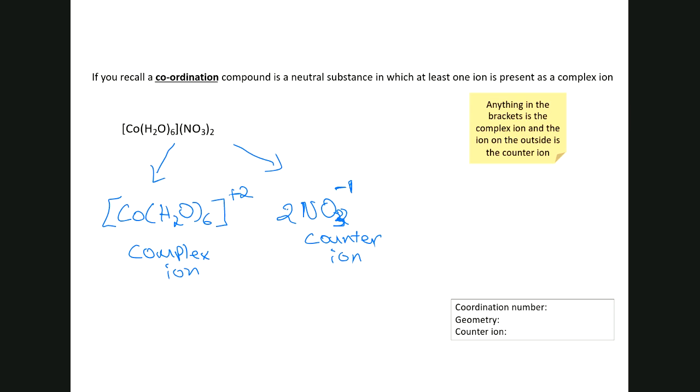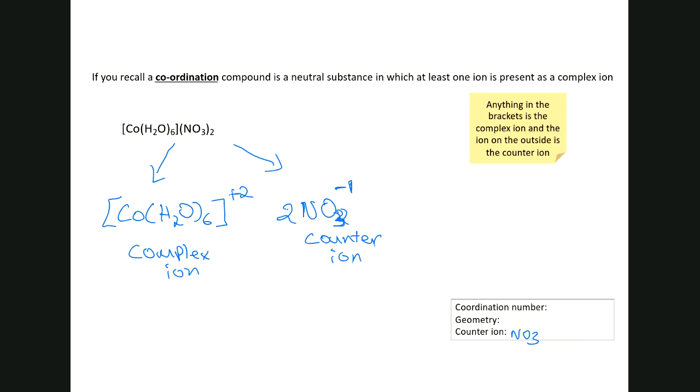So the next thing we want to know is, for the first part of this question, we know our counter ion here is NO3. So what's the geometry of this compound, and what do we use to get geometry? To figure out the geometry, recall, we have to figure out the coordination number. The coordination number is the number of points of attachment, or number of ligands, surrounding the metal ion. So we can look here and see, okay, here's Co(H2O)6. There are 6 water ligands here, therefore the coordination number is 6.